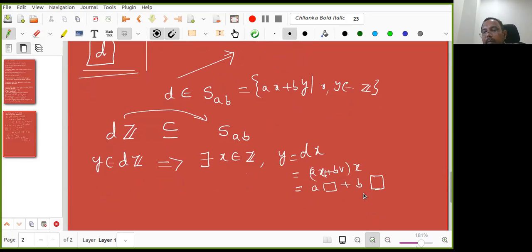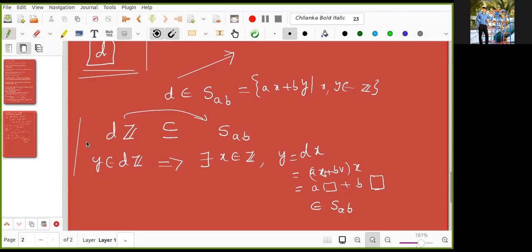Now this is a times some number plus b times some number. Whatever it is, you can put in your mind. So y is of the form a into something plus b into something. That means that this belongs to SAB. Right? Yes. So can you go through? I'll give 30 seconds to you. Please go through now. I'll erase everything. So if you are clear, please tick yes. Once after going through carefully, how we prove dZ is a subset of SAB. If you are clear, tick yes.